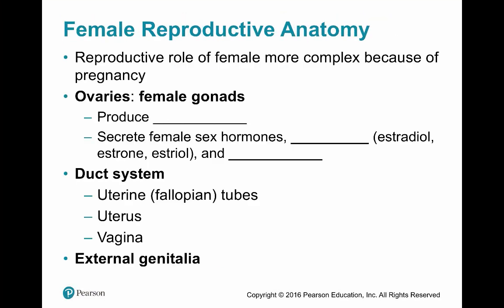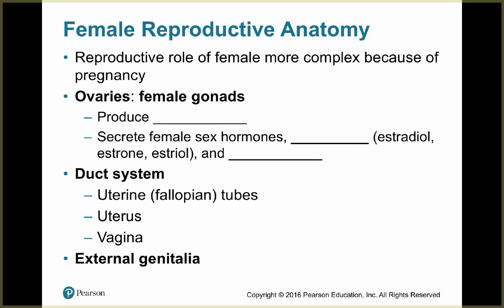And it is more complicated, I hate to say, because of pregnancy. We've already talked a little bit about this, so we're just going to review some of it. Ovaries are basically the female gonads, and they produce the female gametes. Do you remember what gametes are? They're the sex cells, right? The female gamete is an ova. It helps in secreting female sex hormones.